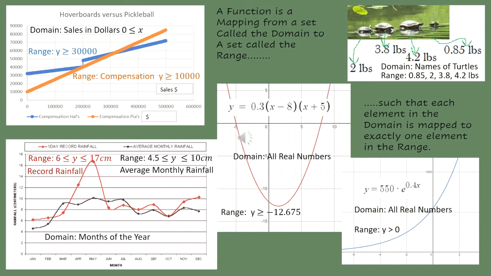So all real numbers is the domain. However, it is not possible for an exponential function to ever be 0 or negative. If I plug 0 in, e to the 0 is 1, and 1 times 550 is going to be 550. If I plug a negative value in for x, I will have e raised to a negative value, which is equivalent to 550 divided by e to some value. It'll become a very small value, but it will never actually be 0 and will never be negative. So the range is y greater than 0.